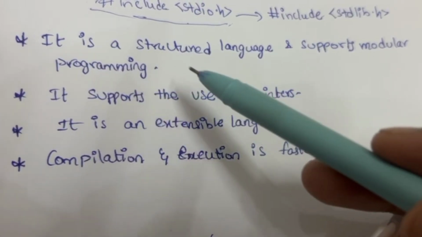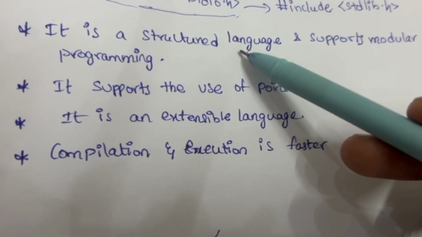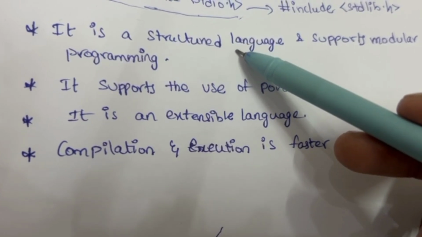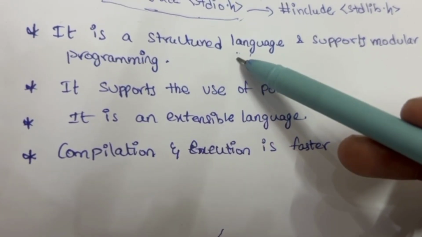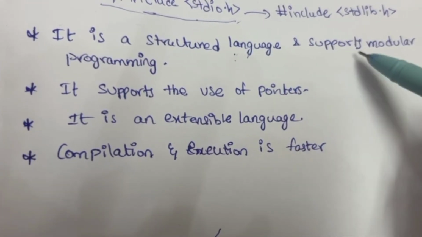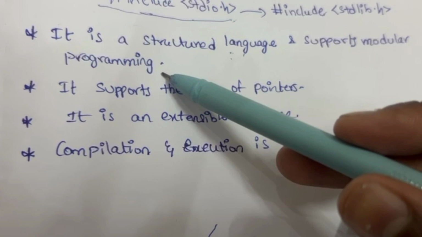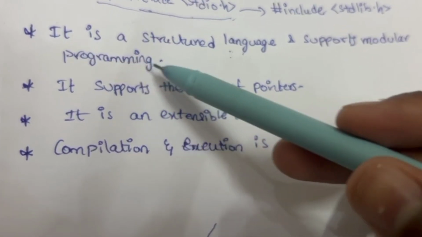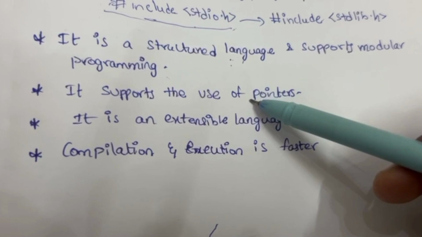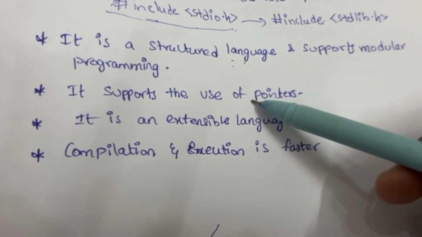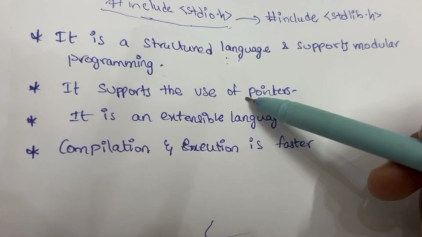Next point is it is a structured language. Structured language is nothing but it has some sections like link section, documentation section, preprocessor section. Like that you will have some particular sections. Now again it supports modular programming. Modular programming is nothing but it follows some flow. So this is your next feature. It supports the use of pointers. What are pointers? Pointers are nothing but we can directly access the memory. So this is one of the best features.